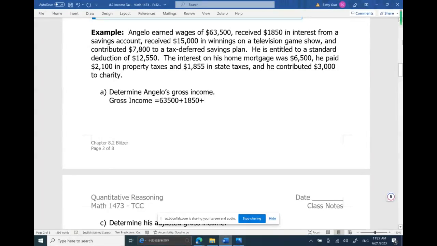He received 15,000 in winnings on a television game show. That also needs to be included. So 15,000. Okay, that's all. Those sentences give us the information about how much money he makes. Add those three items, and we have the gross income for Angelo. You can use your calculator for sure.